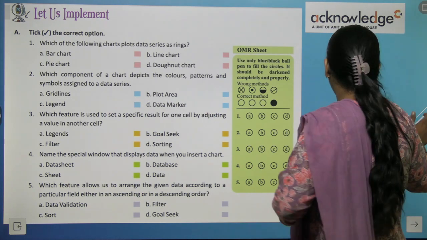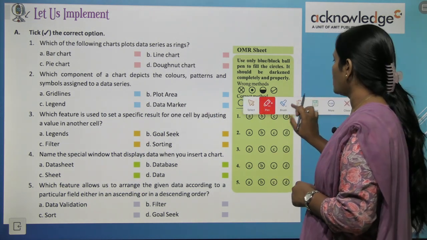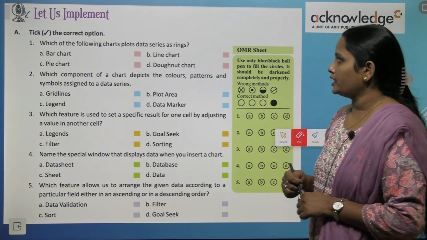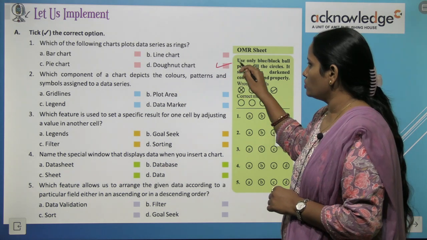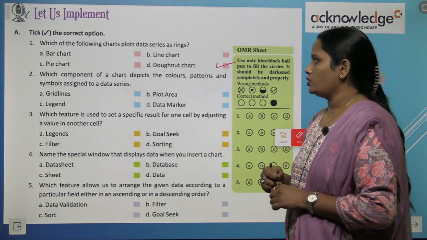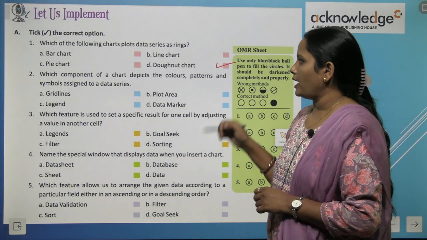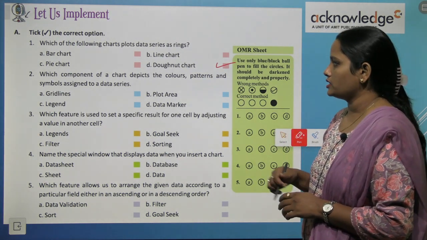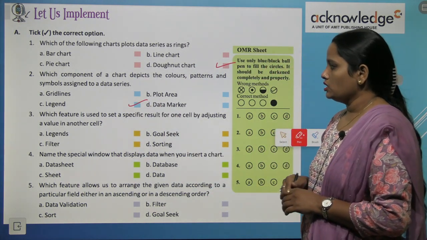Now let's quickly come to the book exercise. Which of the following charts plots data series as rings? So donut chart is used here. Which component in the chart depicts the color, pattern and symbol assigned to the data series? Legend.